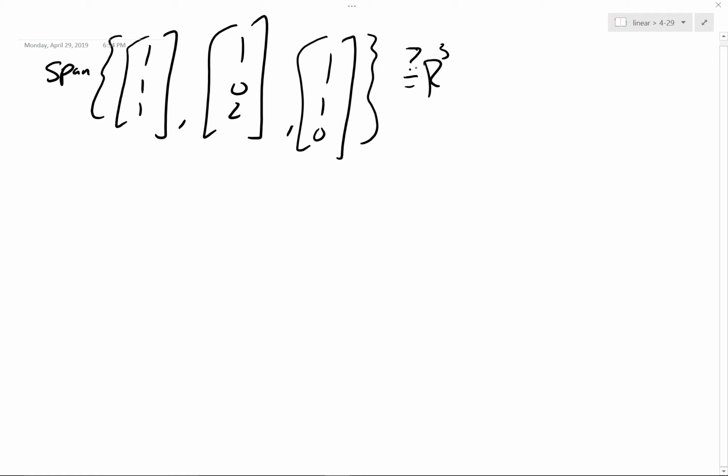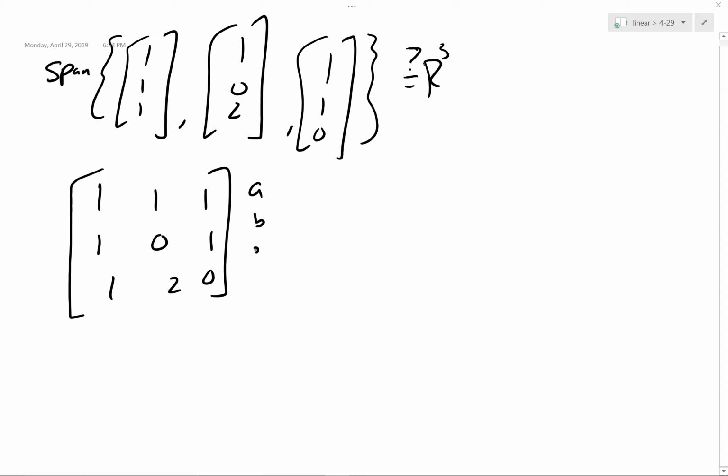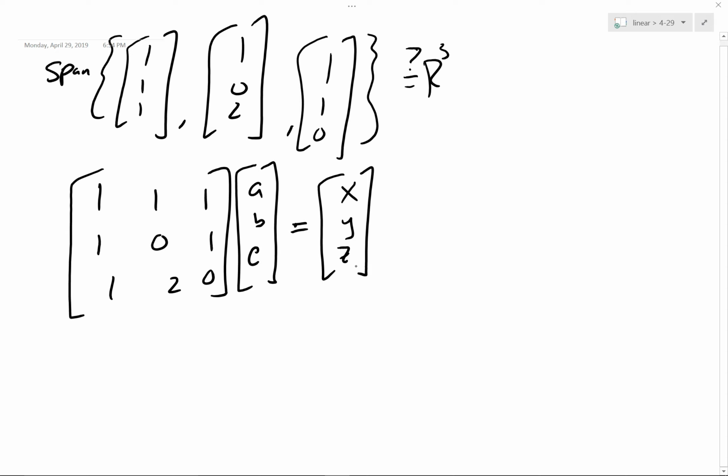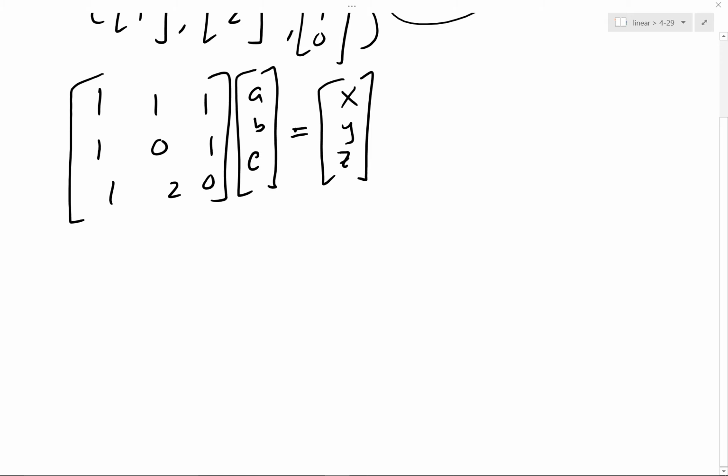Well, I don't know, Jay. Here, I'll help you out. For that to be true, we need to be able to take this matrix, which is just the collection of those vectors, and multiply it by some A, B, and C, and we should be able to produce every single X, Y, Z out here. If that's true, then yes, it is a basis for R3. If it's not true, then we've got problems.